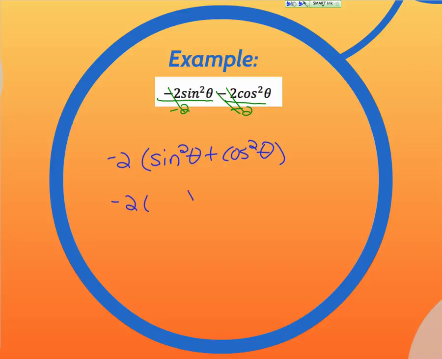Now, according to our identity, what does sine squared plus cosine squared equal? 1. So then my answer is just -2. So we've simplified that all the way. So that's using one of those identities. Okay. Any questions before we get to the last example?